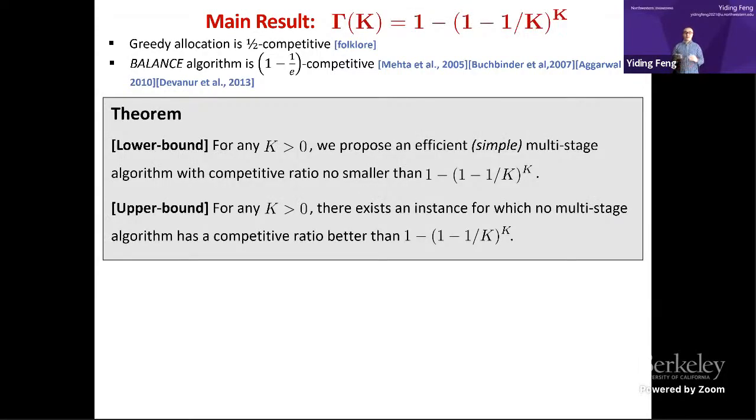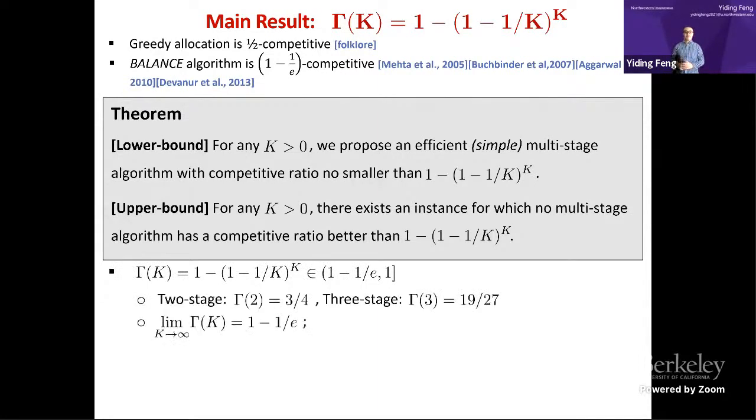And in this paper, we identify the optimal competitive ratio if I fix the number of stages K. Let me remind you that this gamma K will be between 1 minus 1 over e and 1. For 2 stages, it will be 3 over 4. And for 3 stages, it will be 90 over 27. And as capital K goes to infinity, it will converge to 1 minus 1 over e.